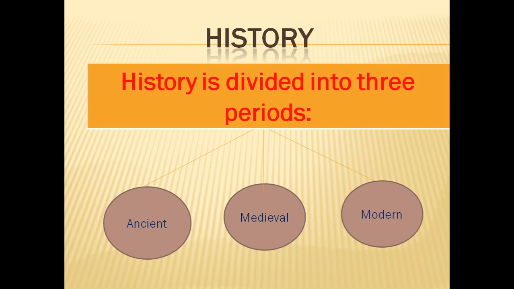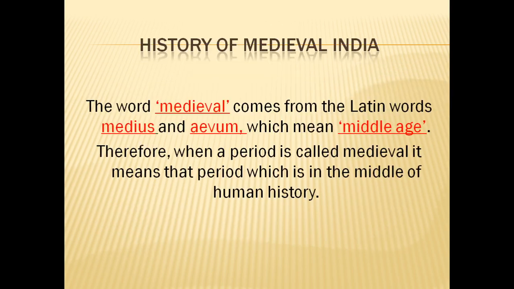Last year you learnt of the ancient period of human history. This year you will explore the history of medieval India. Now, let us learn about medieval India. The word medieval comes from the Latin words medius and aevum, which mean middle age. Therefore, when a period is called medieval, it means that period which is in the middle of human history.